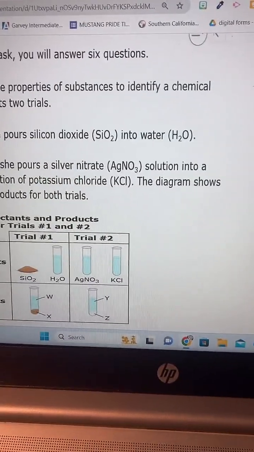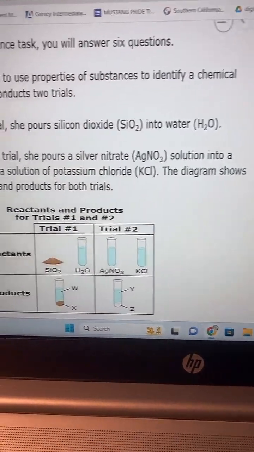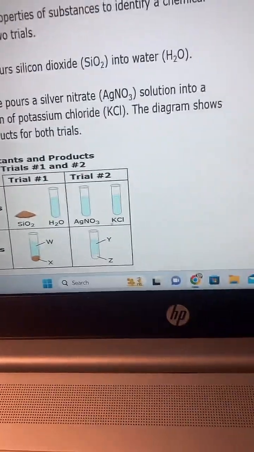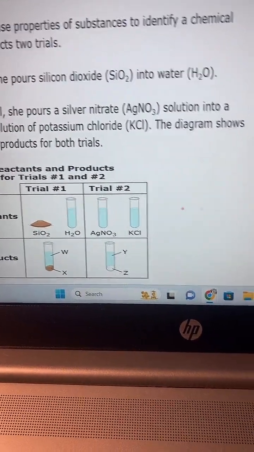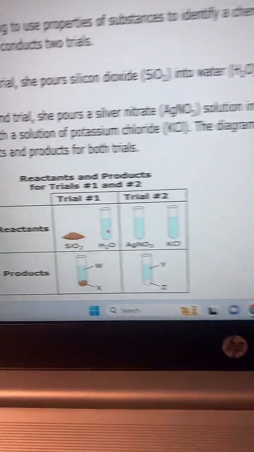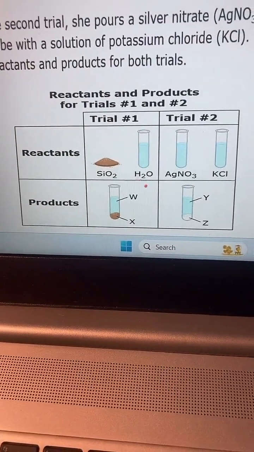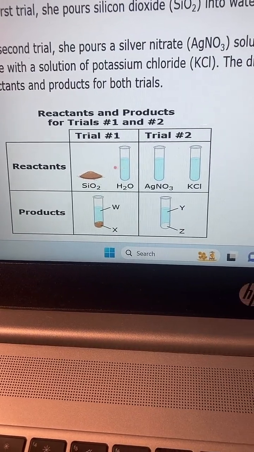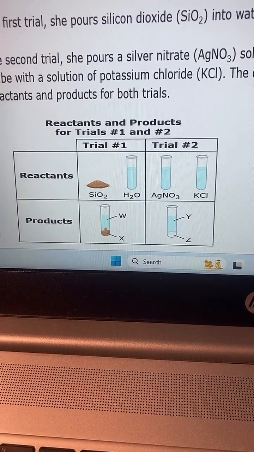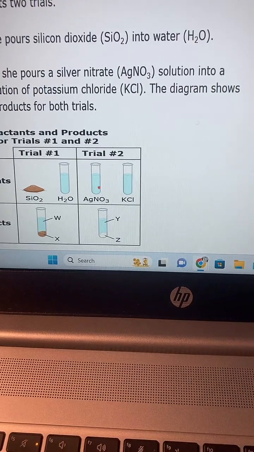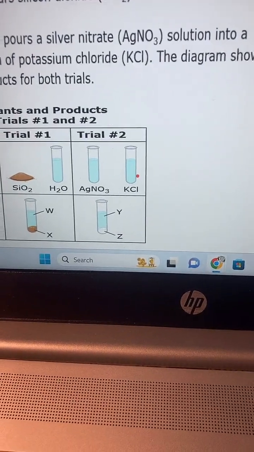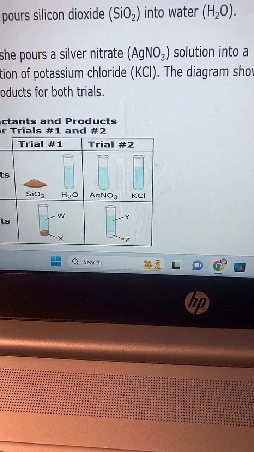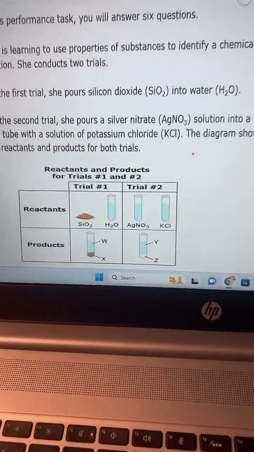Notice the formulas, because we're going to use the tables and the formulas. The diagram shows the reactants and the products. So when you put the silicon dioxide in the water, and there's the reactants on top, the silicon dioxide just kind of settles on the bottom. See, X is the tan powder. The W is the clear liquid. Here, however, we combine 2 clear liquids, and not only do we end up with clear liquid Y, but we also end up with white powder Z.